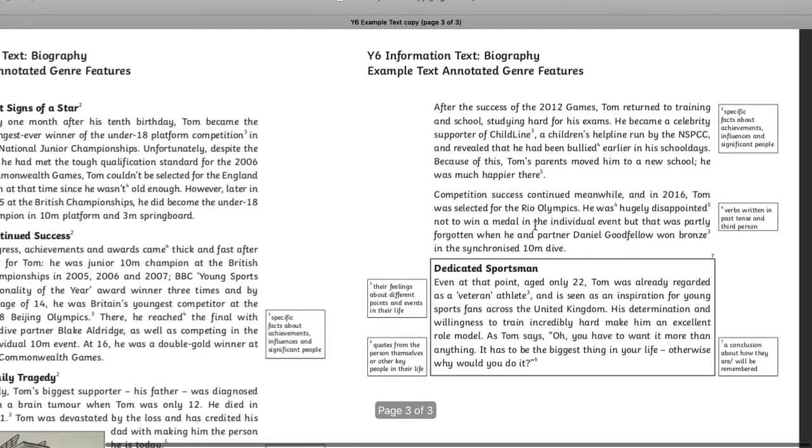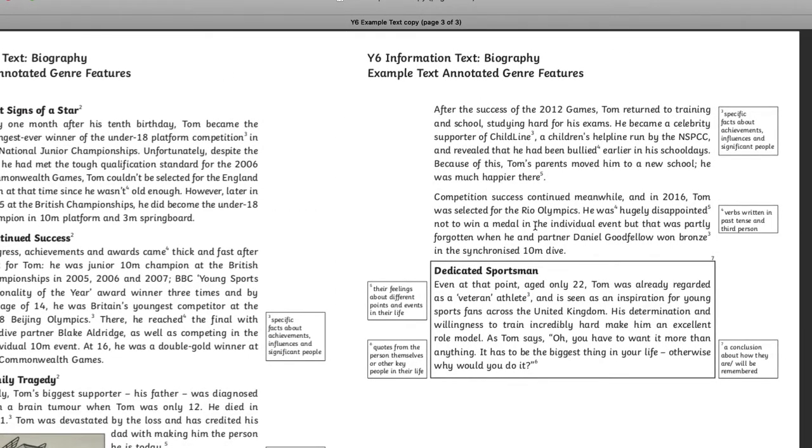And then it goes on here. You can take some time to read this during the lesson. I'll make sure you have this text, and some of you who collected the packs will already have a paper copy of this. So, their feelings about different points in their life.